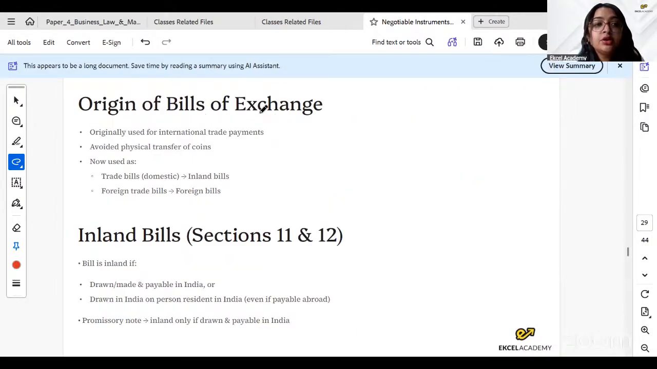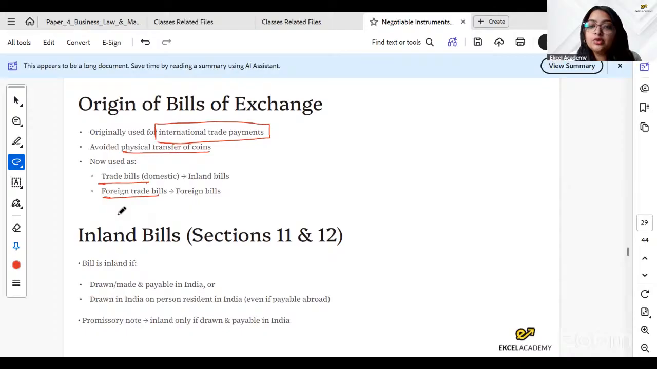How do you think the bill of exchange came into picture? It was originally used for your international trade payments, and it avoided physical transfer of coins. Like I was mentioning, theft was a threat that used to exist back then. So that's how your bill of exchange came into picture, right? Now used as your trade bills or your foreign trade bills.